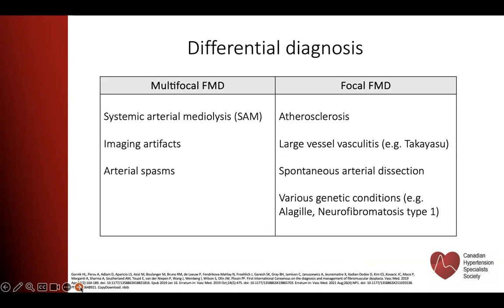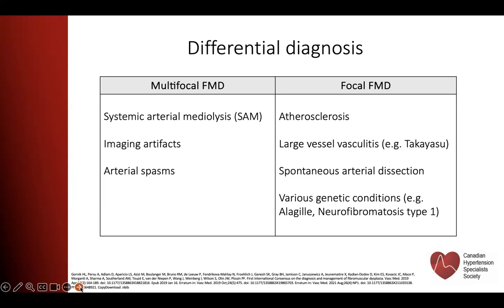For focal FMD, the differential includes atherosclerosis. Usually patients with atherosclerotic disease would have some risk factors for atherosclerosis, such as diabetes or hypertension or chronic kidney disease, or have a history of atherosclerosis in other vascular beds. Also, atherosclerotic lesions are usually more proximal, for example, closer to the aorta in the renal artery, versus in FMD, it's usually more distal. Vasculitis is also on the differential diagnosis, but we would expect some other systemic symptoms and features, like fever, weight loss, or high inflammatory markers on labs.